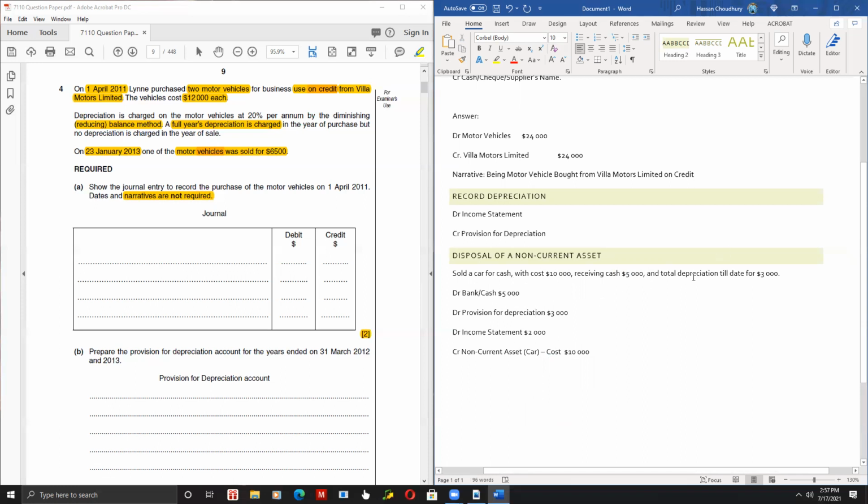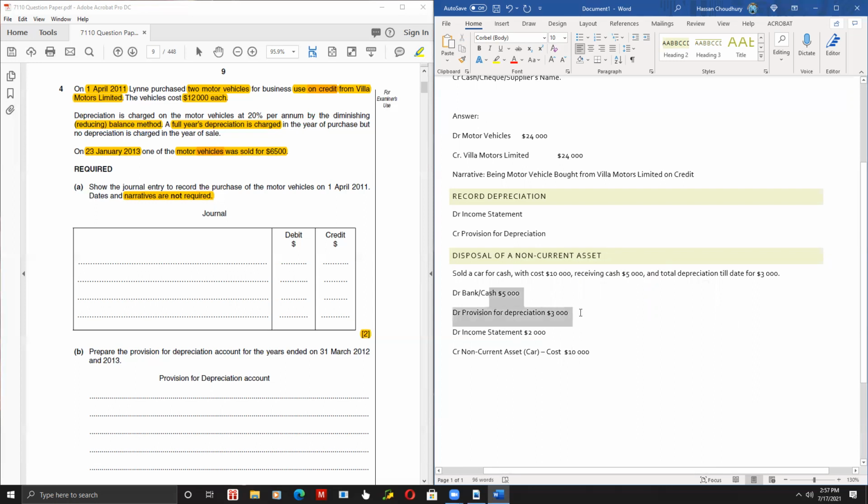The other thing is, if you sell the asset, does the depreciation exist anymore? No, it doesn't. So when you remove depreciation, debit provision for depreciation, 3,000. So 5,000, I got money, 3,000 depreciation doesn't exist anymore, so we remove it. That's a good thing, debit. And credit non-current asset, we sold that car. So cost price removed for 10,000.